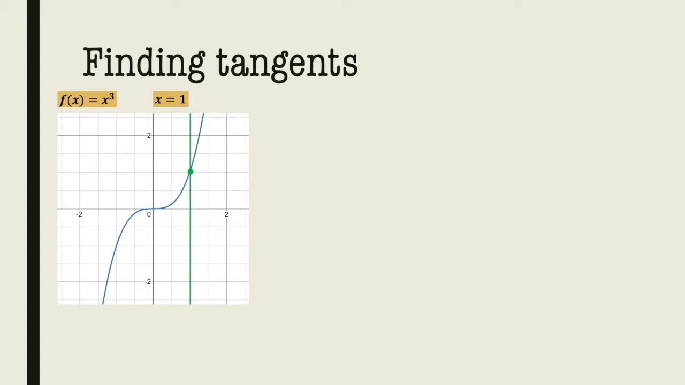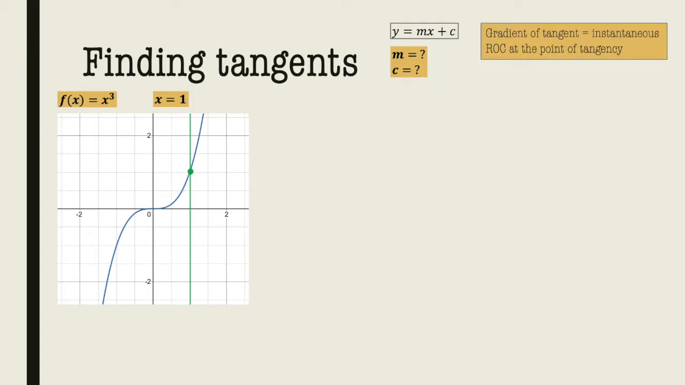Tangents are linear functions. Thus, we may write their equations as y = mx + c. Once we have established that, we know that we must discover two variables in order to solve this problem, m and c. You may recall from my last video how I mentioned the following. The gradient of the tangent is equal to the gradient of the function at the point of tangency. Fundamentally, the gradient of the tangent will therefore be equal to the instantaneous rate of change.